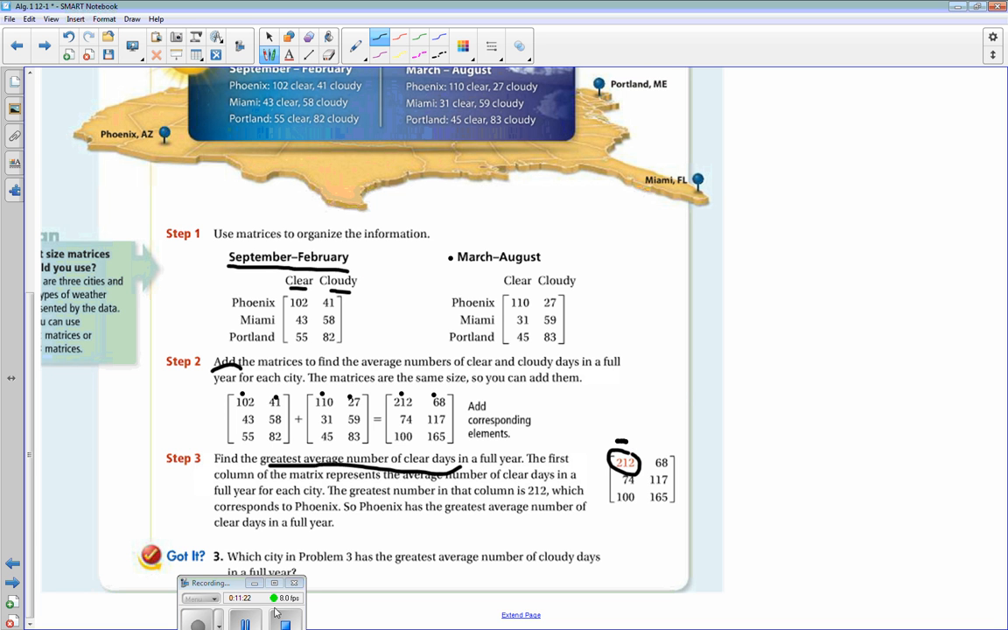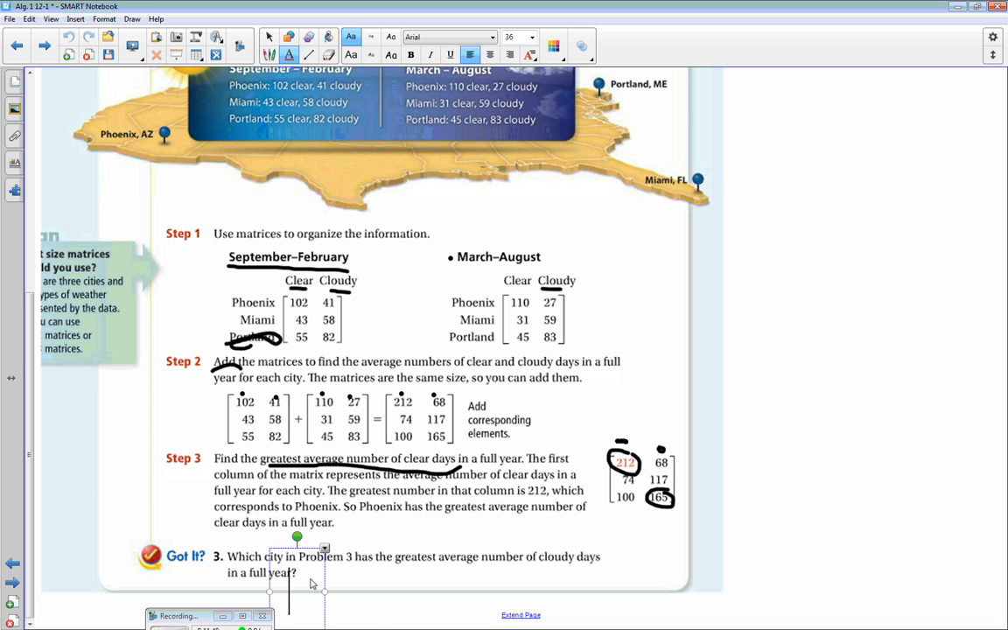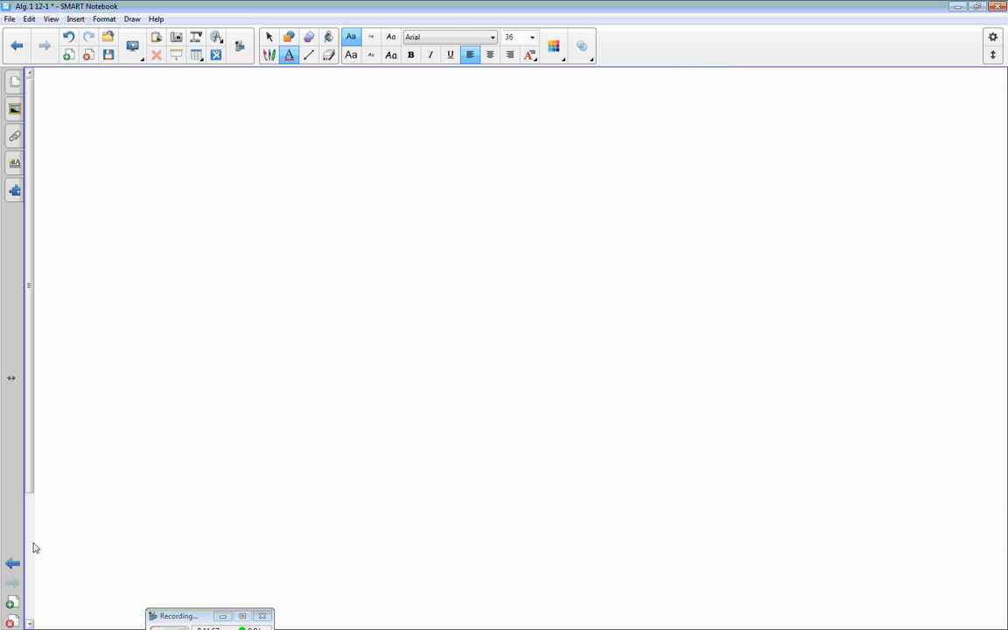All right, so look at that same problem. Which city in problem 3 has the greatest average number of cloudy days? Cloudies are in this column. And the one that has the most in the right-hand column is 165, and that would make Portland the winner. So go ahead and type Portland right here. Done. All right, and that's it for this.